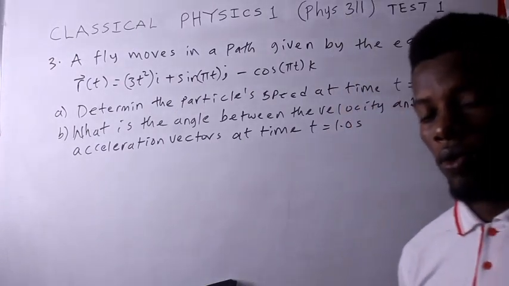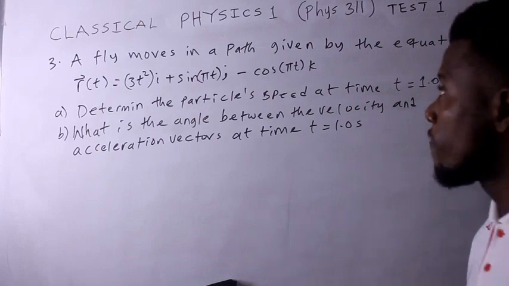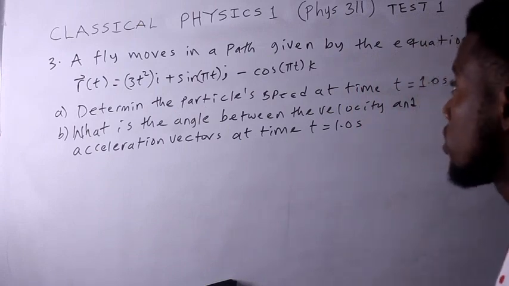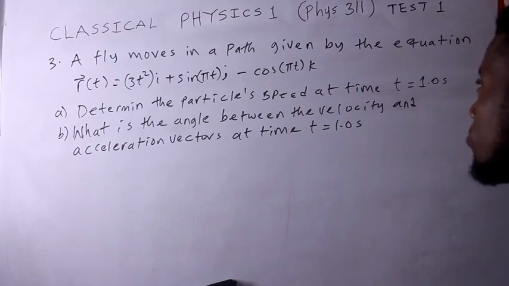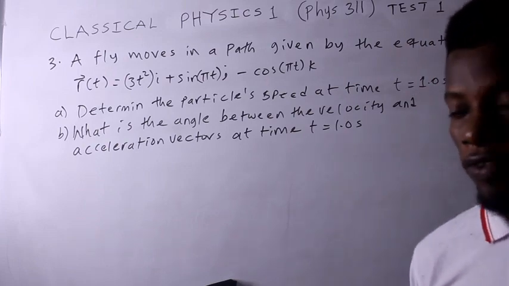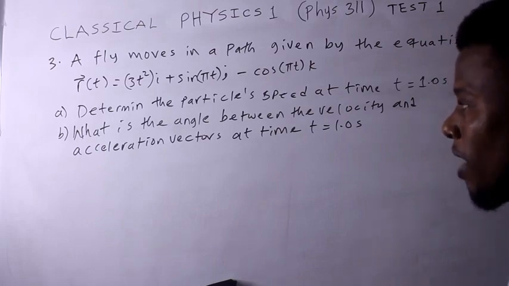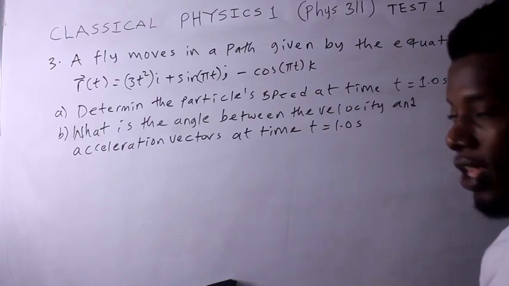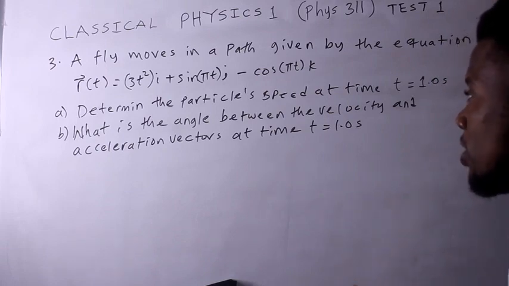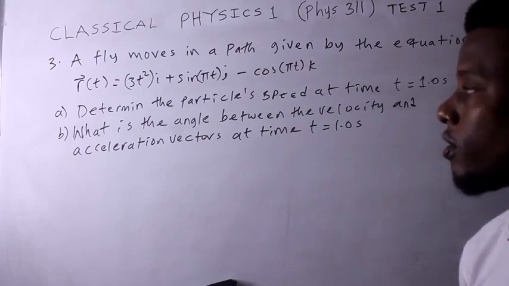Welcome to question number 3 on our list of questions for classical physics test 1, physics 311. A particle moves in a path given by the equation r of t equals 3t squared i plus sine of pi t j minus cos of pi t k. A. Determine the particle speed at time t equals 1.0 seconds.